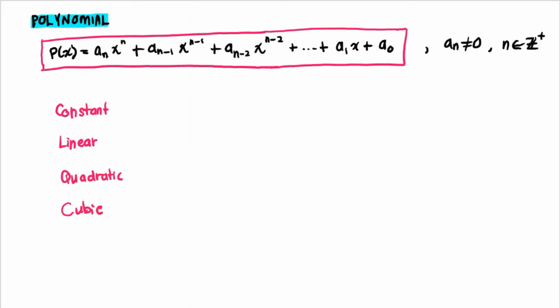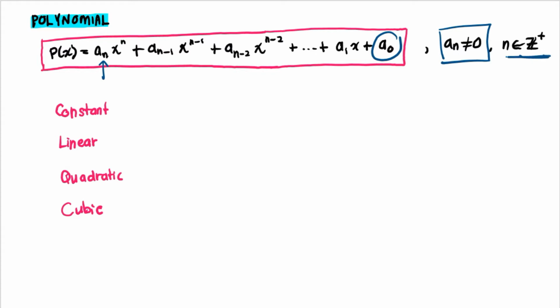So, the polynomial is defined by this expression here, where we have a_n x to the power of n. So this is a polynomial of degree n, right? Because the highest power of x is n. Then we have the n minus 1 term, and finally we have a constant at the back there. We have one condition: the coefficient of x to the power of n cannot be equal to 0, where n is a positive integer.